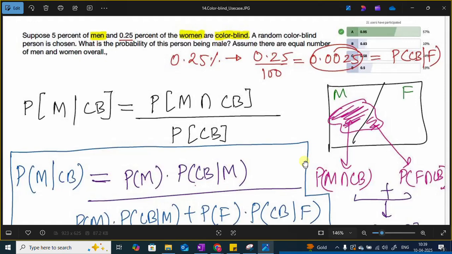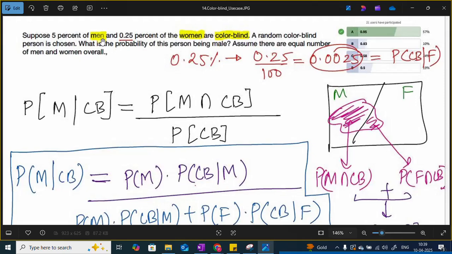A random color blind person is chosen. What is the probability of this person being male, assuming that there are equal numbers of men and women? If equal number of men and women, guys, think. I'm just explaining. Let's say 1,000 total population are there. It's telling equal number of men and women. Can I say 500 people belong to male, 500 people belong to women? First step clear. Now it's telling, 5% of the men, 5% of 500, how much? Whatever will come, that many people.